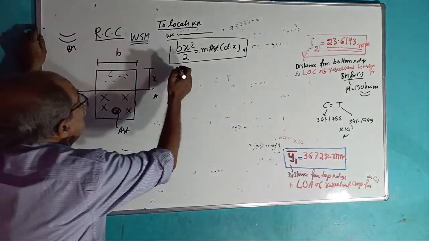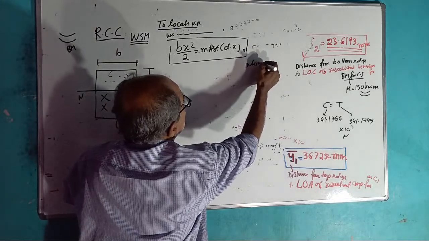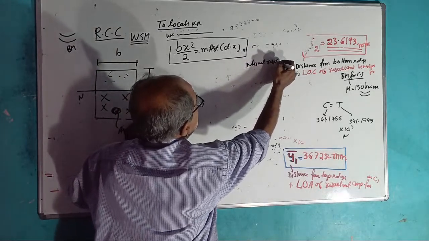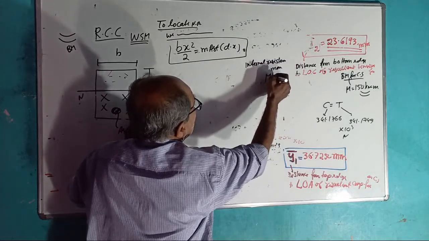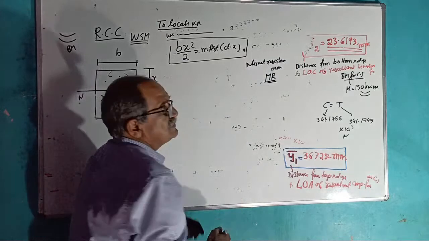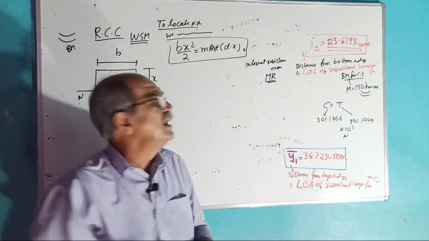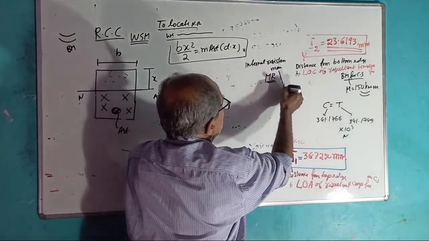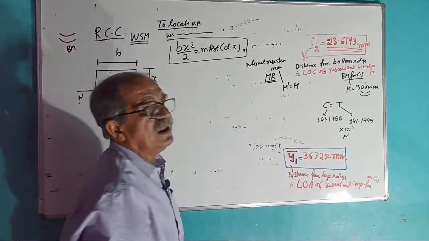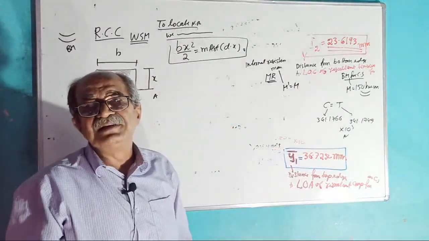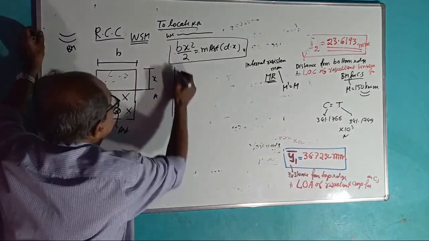See, we want an expression for the internal resisting moment. That is called the moment of resistance if you consider the full capacity. So, internal resisting moment, say M dash, equal to M, the external bending moment. Now, RCC further I will not explain. See, this is the stress diagram.